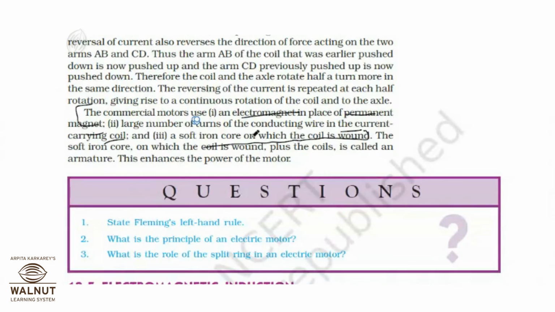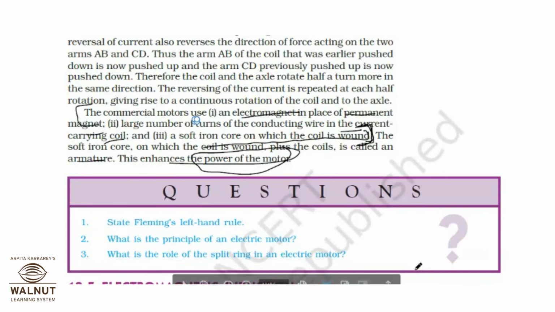Then if you use a soft iron core, this part is also very, very important. The soft iron core on which the coil is wound, plus the coils, is called an armature. This enhances the power of the motor. We are doing these changes just to increase the efficiency of the commercial motors, so that it can give you faster rotations. So is this clear? Any doubt in question number 1, 2 and 3?